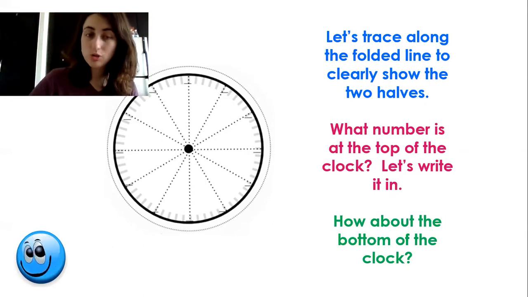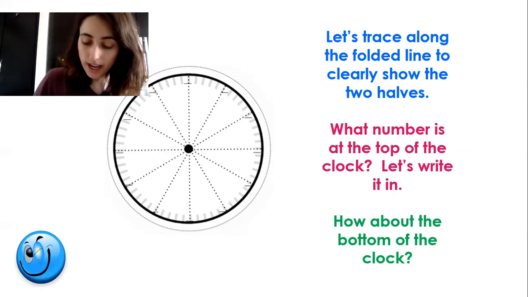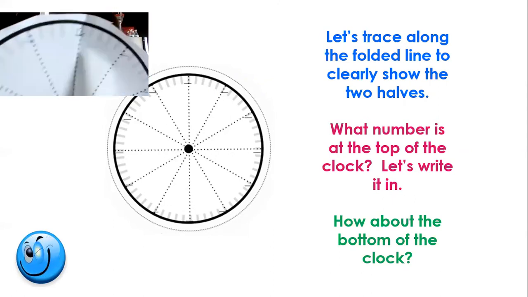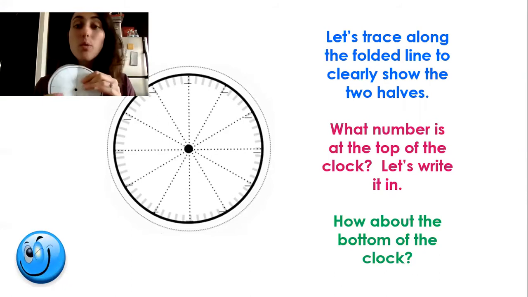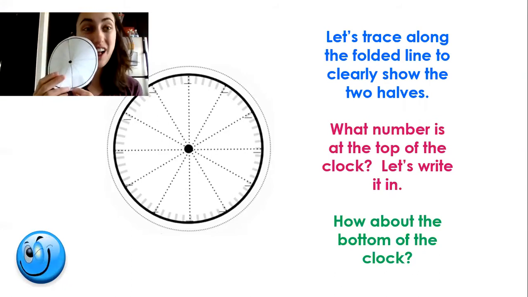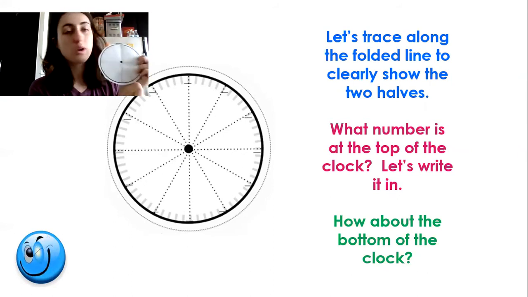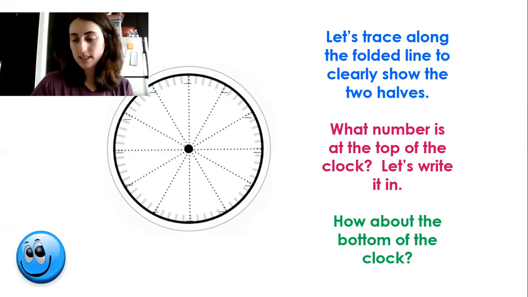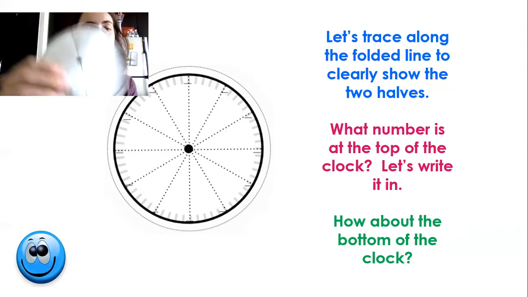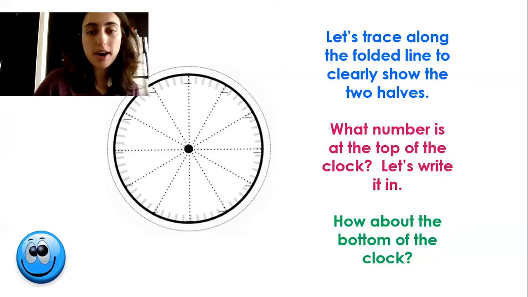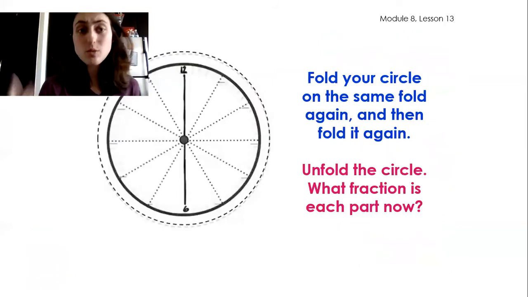12, exactly. So 12 should be right at the top of the clock, just like so. And what number is at the bottom of the clock? Do you remember? 12, 1, 2, 3, 4, 5, 6. 6 is at the bottom of the clock. So make sure you've got a nice 6 on the bottom. So this is what it should look like.